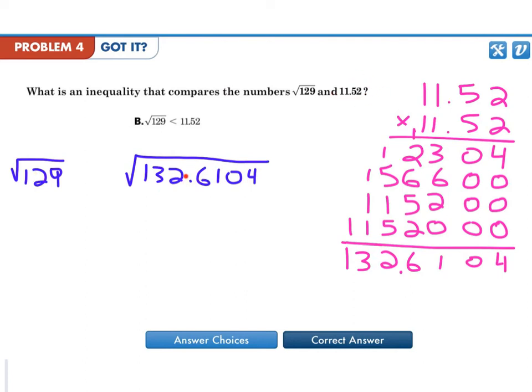Now it's easy to compare. Which is bigger, 129 or 132.6104? And clearly that one's larger. So as you can see, we can write it like that.